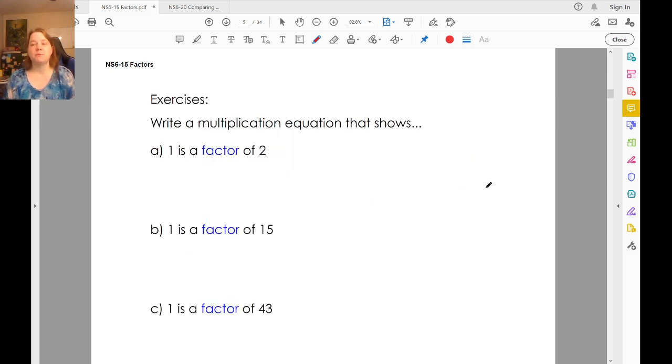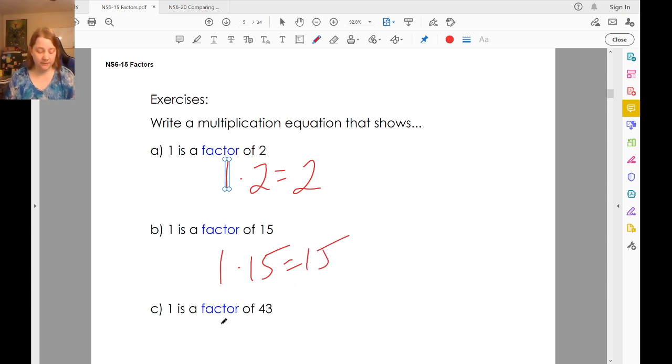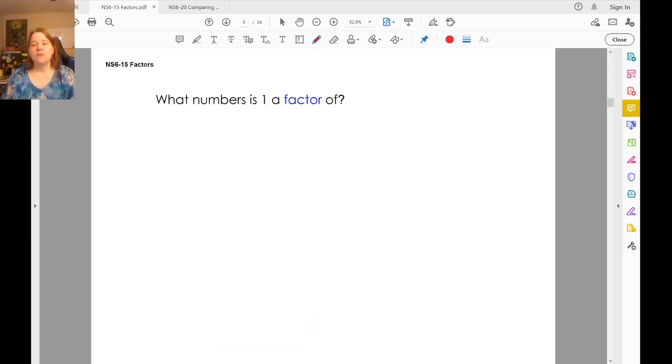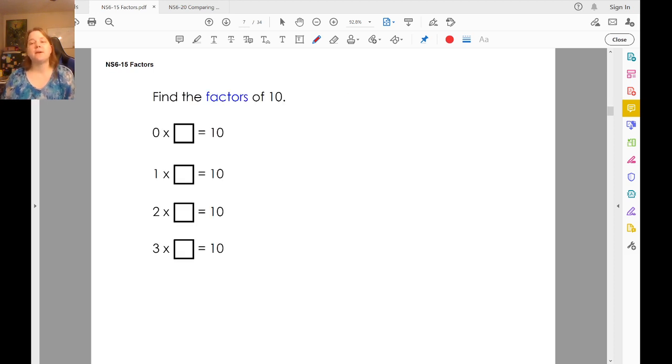So let's write a multiplication that shows 1 as a factor of 2. Well, what times 1 equals 2? 1 times 2 equals 2. What times 1 equals 15? 1 times 15 equals 15. Multiplying by 1, you just get the number itself. We know this. So 1 is a factor of what numbers? Every number.